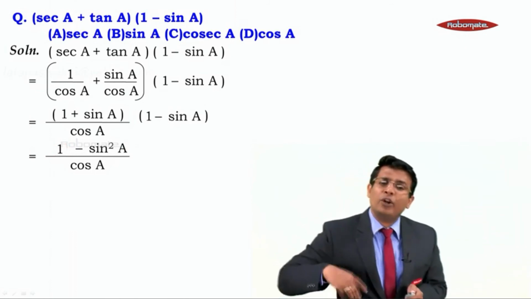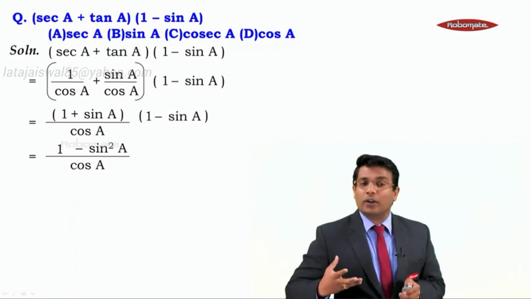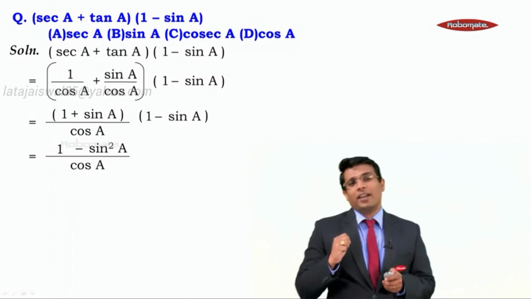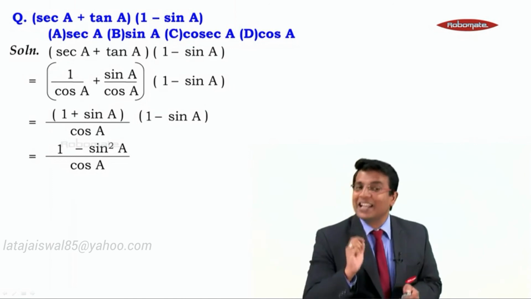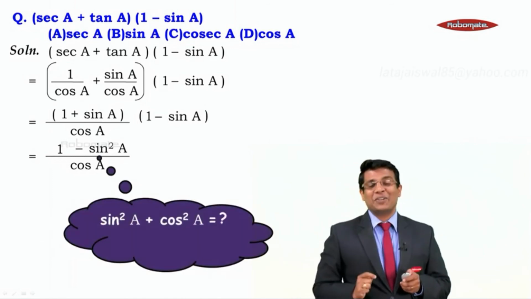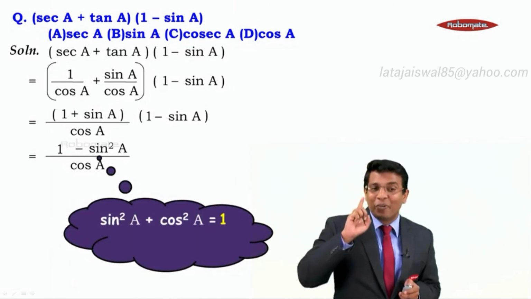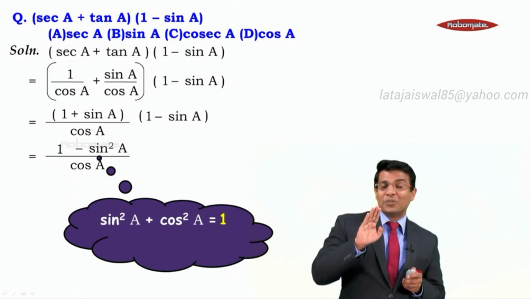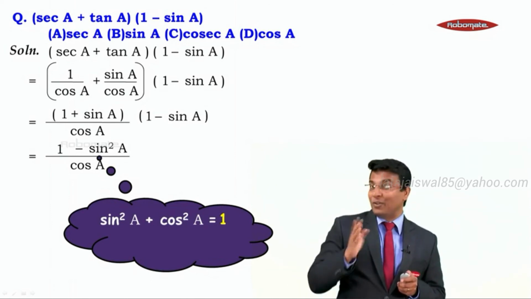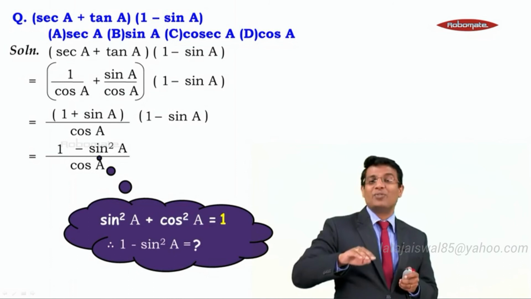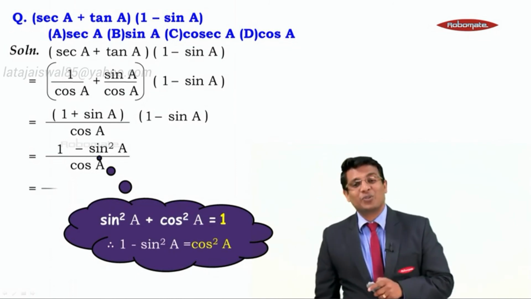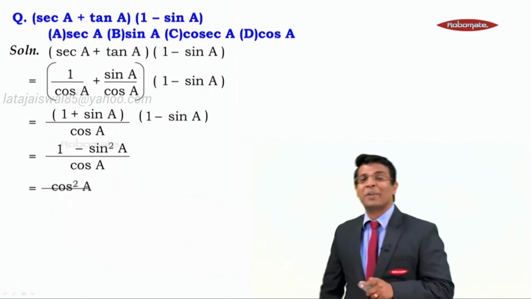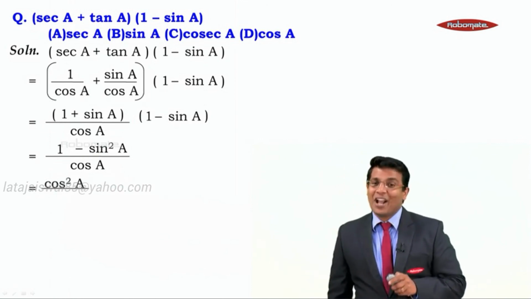Now the question is, what will you do further? Can we get the value of sin square a? Yes, we can get it from an identity which we had learned, the very first identity. Sin square a plus cos square a is equal to 1. Now from this identity, what is sin square a plus cos square a? We know it is equal to 1. So that means we can write it as 1 minus sin square a is equal to cos square a. So we got that value, that is 1 minus sin square a is nothing but cos square a upon cos a.